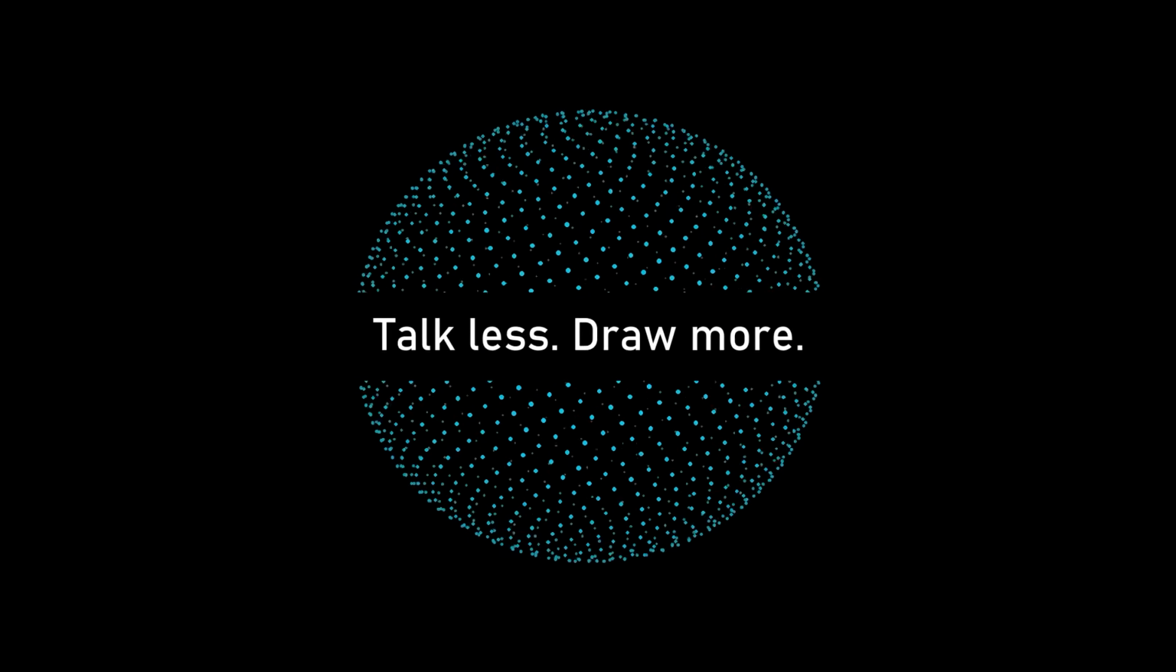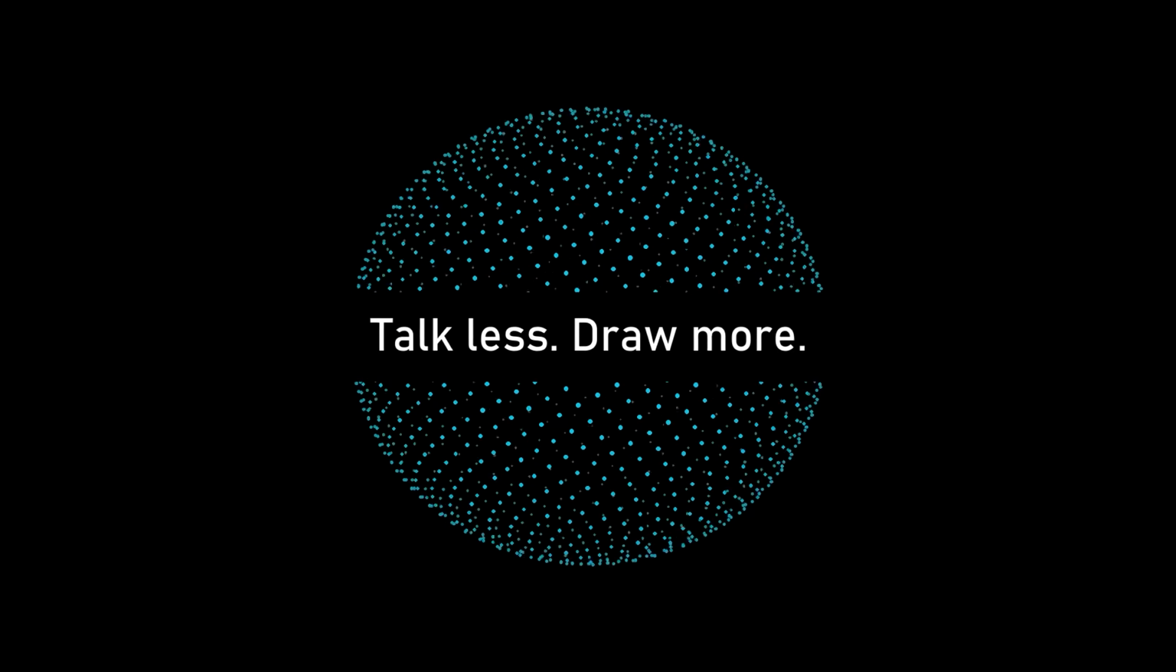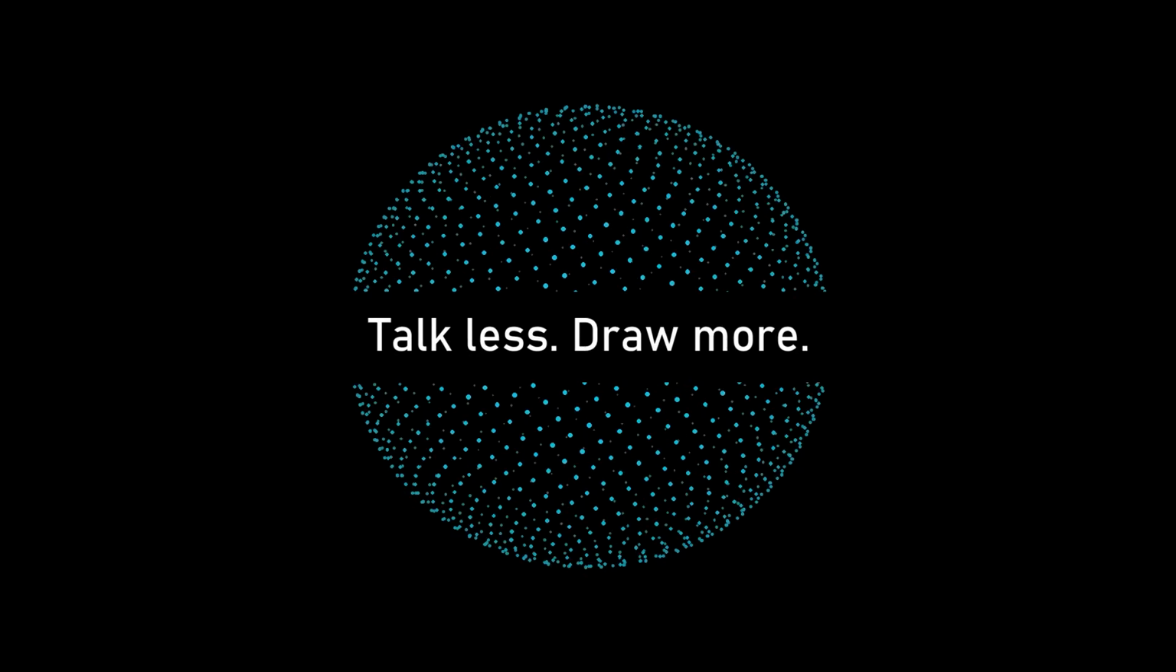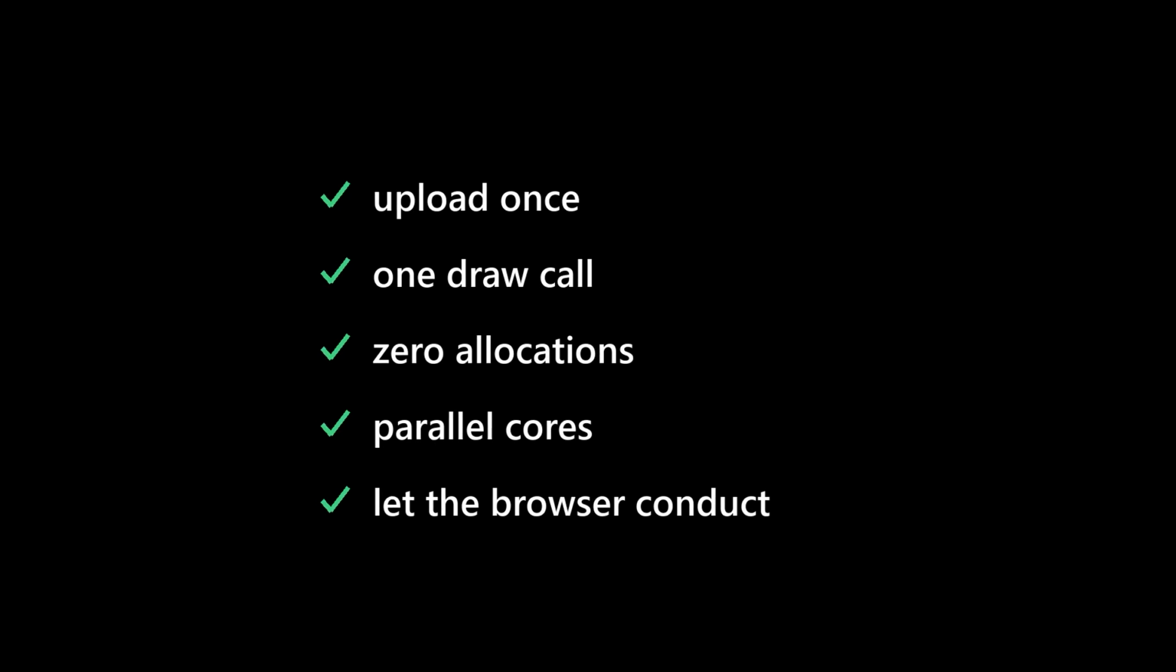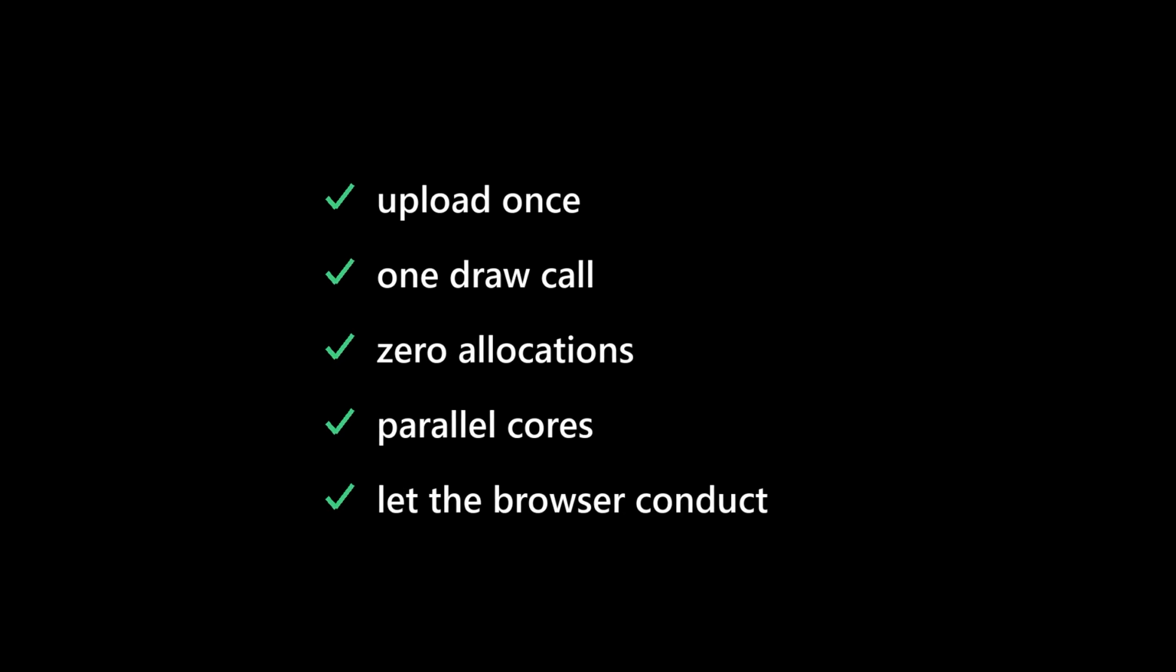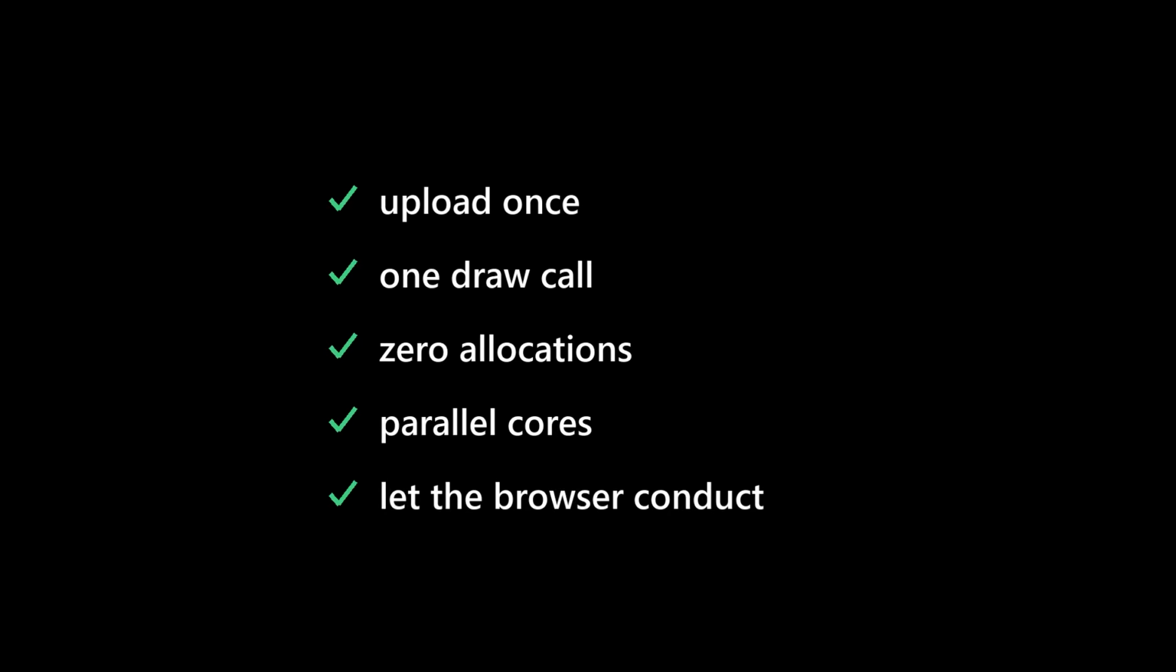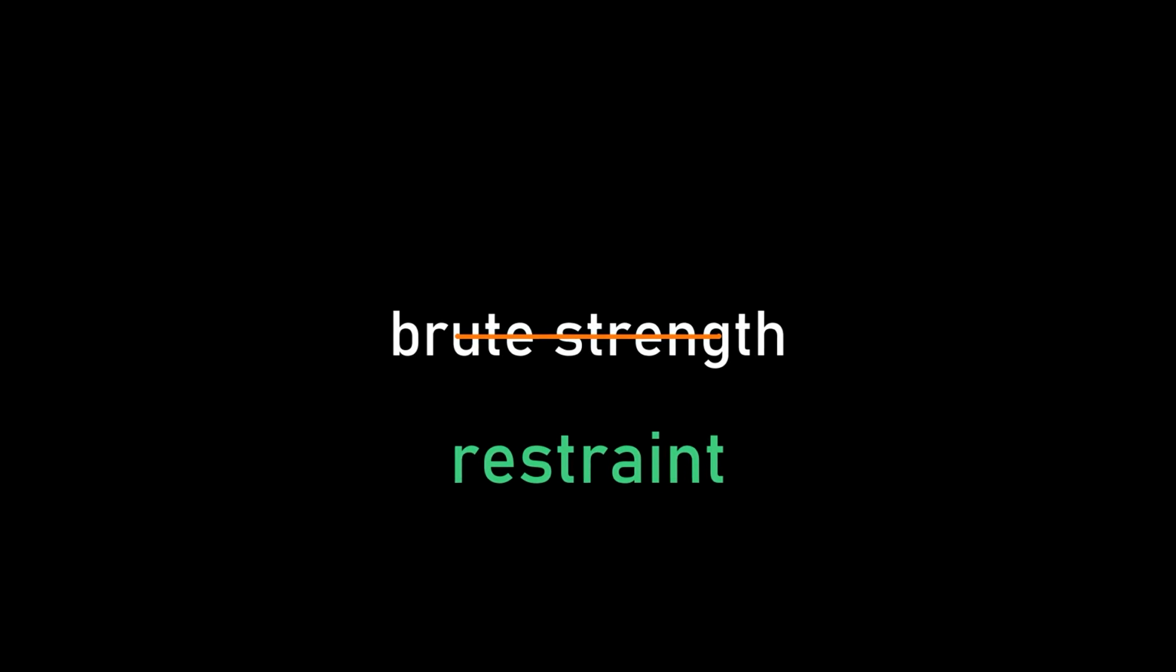So here's the whole thing in one sentence. Speed didn't come from doing more. It came from interrupting the GPU less. Upload once. One draw call. Never allocate. Let 1,000 cores work at the same time. And let the browser tell you when to paint. That's how a browser draws 1,000,000 points at 60 frames a second. Not with brute strength, with restraint.